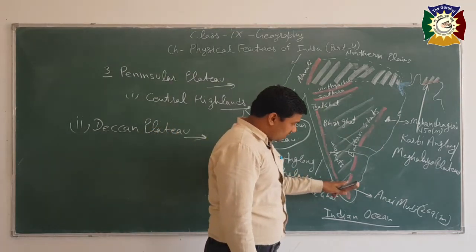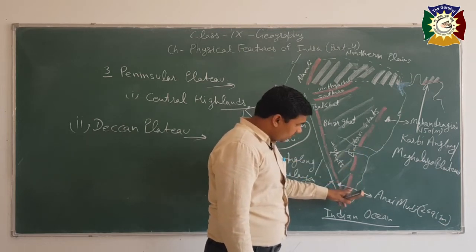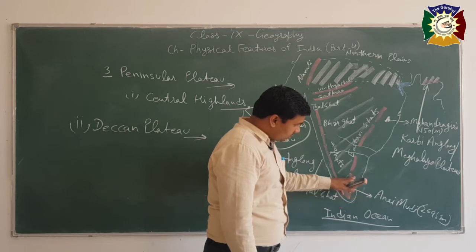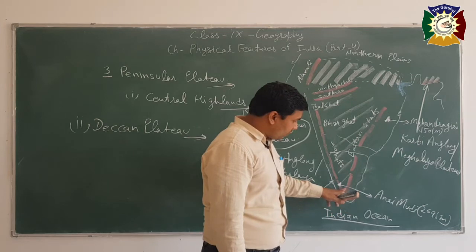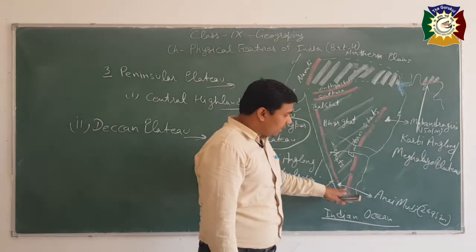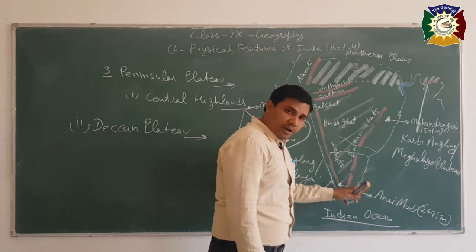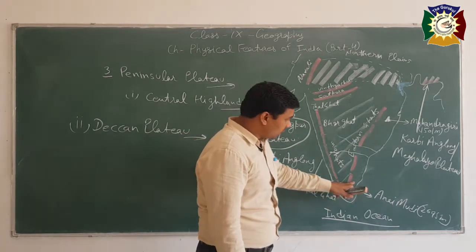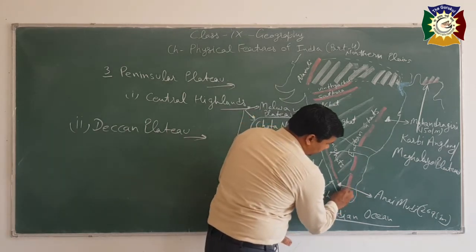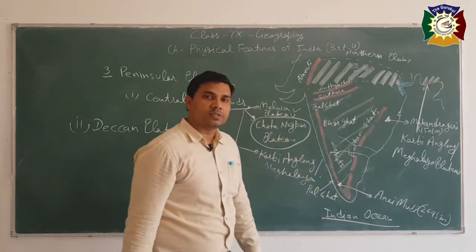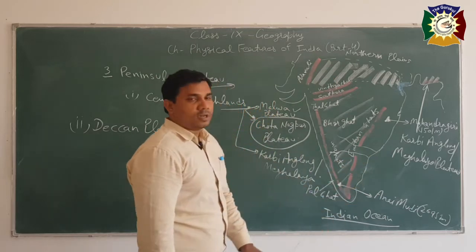One more feature is given in the book, that Eastern Ghats in the south merge with the Western Ghats, in the form of, as we know, the Nilgiri hills, and here the part of Eastern Ghat, Shevaroy and Javadi hills, they are located here, and these hills merge with each other here in the southern part. So this is all about the peninsular plateau.